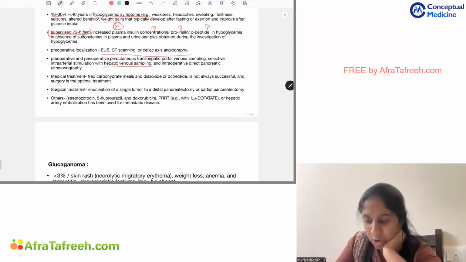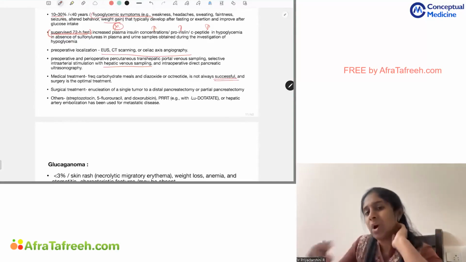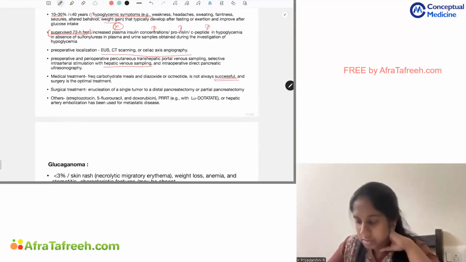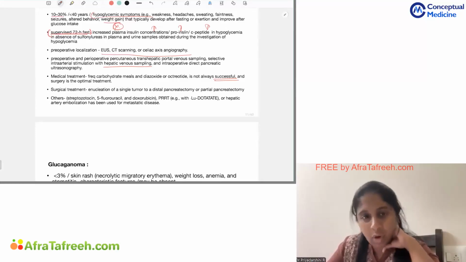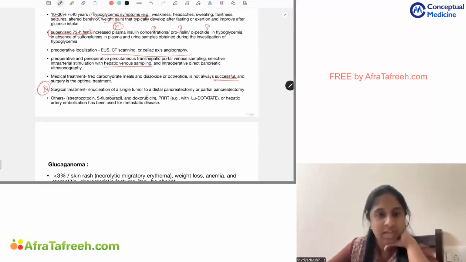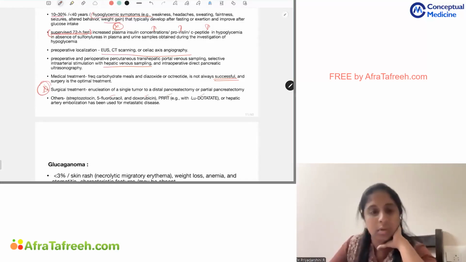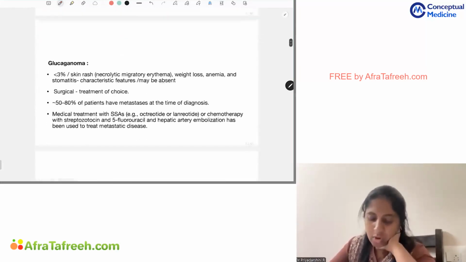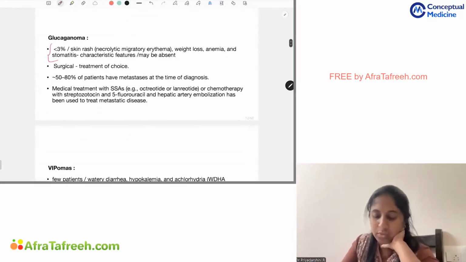But it may not always be successful, because the tumor will not always respond to the medical treatment. It goes on spreading. The surgical treatment would be the ideal thing of choice. If it has spread, again the same treatment that we have used in gastrinomas can be used here also. Moving on to glucagonoma, these are all the characteristic features of glucagonoma.